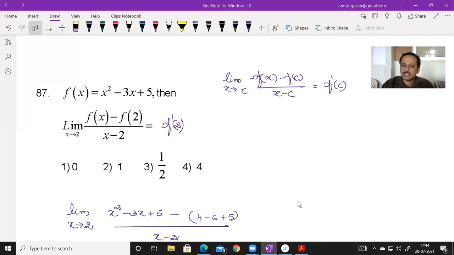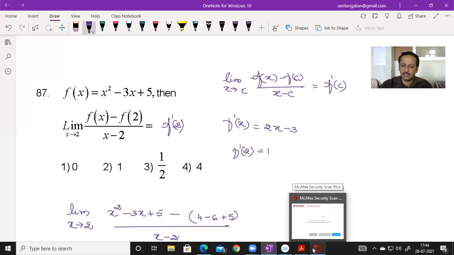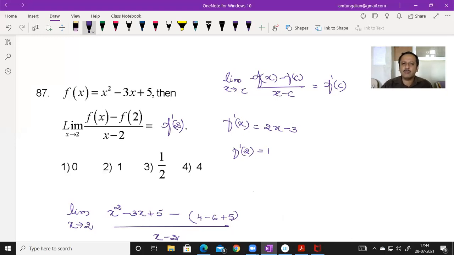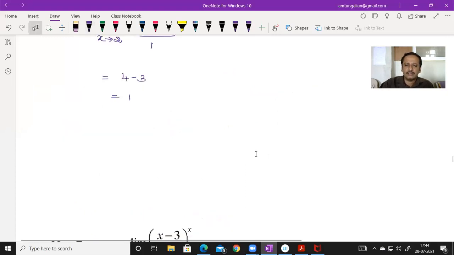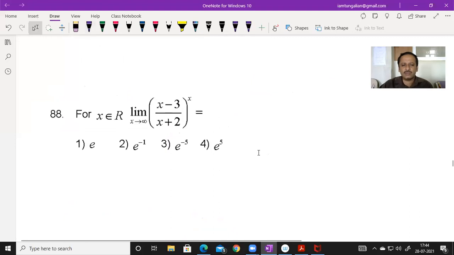F dash of 2 means differentiate f of x, you get f dash of x, and in that you put x equal to 2. So f dash of x is equal to 2x minus 3. So f dash of 2 is equal to 2 into 2, 4 minus 3, which is equal to 1. In this way also, the given problem can be solved. Okay. Next question.